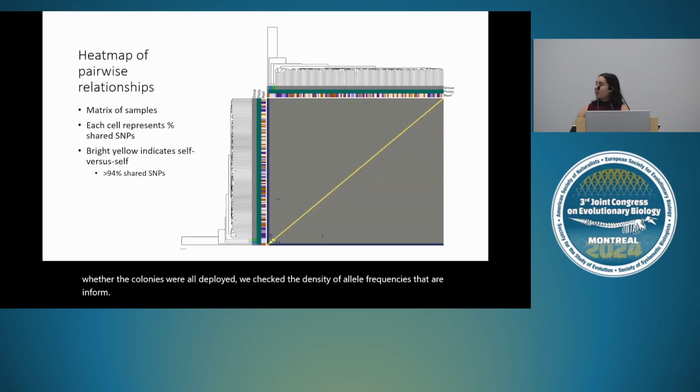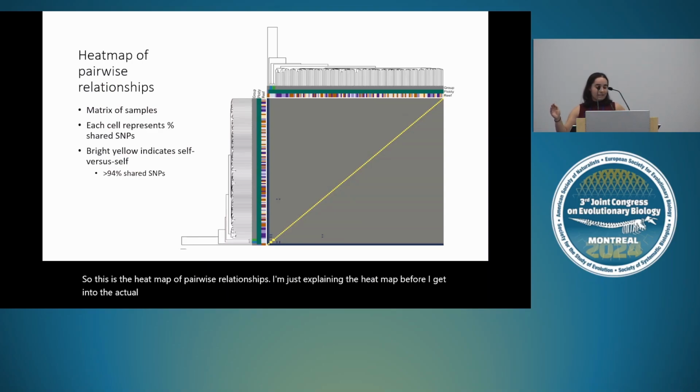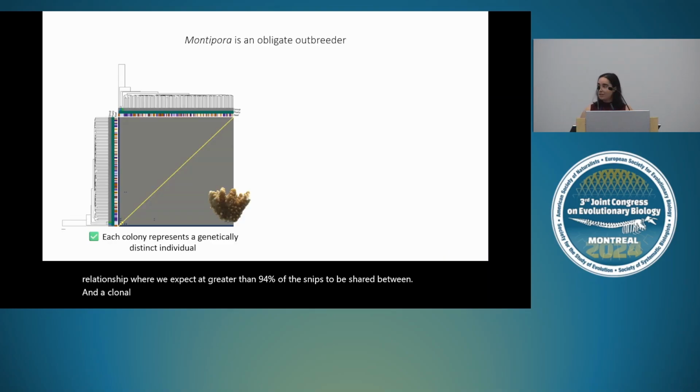So this is a heat map of pairwise relationships. I'm just explaining the heat map before I get into the actual data. This is a matrix of samples where each cell represents percentage of shared SNPs between two samples, and the bright yellow squares indicate a self-to-self relationship, where we expect greater than 94% of the SNPs to be shared between a clonal individual. So, as we see, check. Montipora, each colony appeared to be a genetically distinct individual.